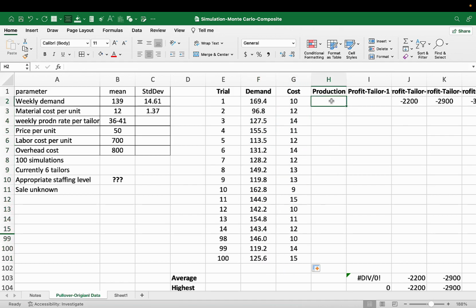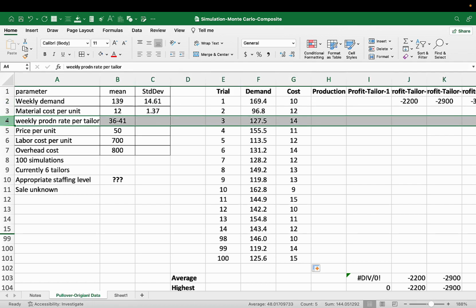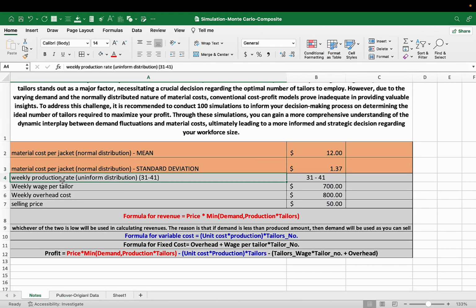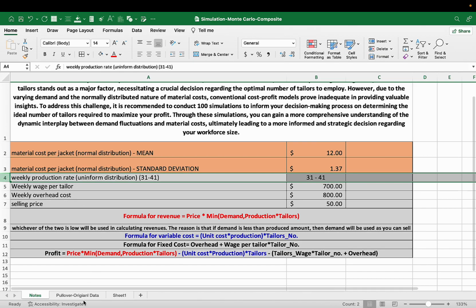The next one is production. For production, here we have the weekly production rate per tailor. It varies from 36 to 41. As you can see here, it says uniform distribution. That is not normal distribution. Please be clear about this, it's not normal distribution, which means it varies from 36 to 41.